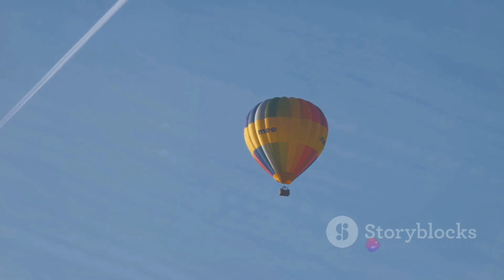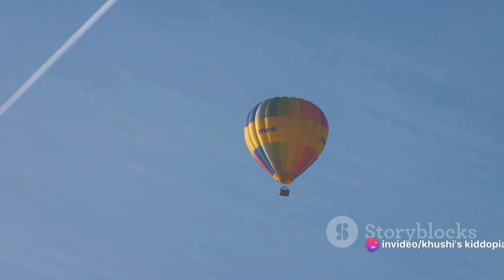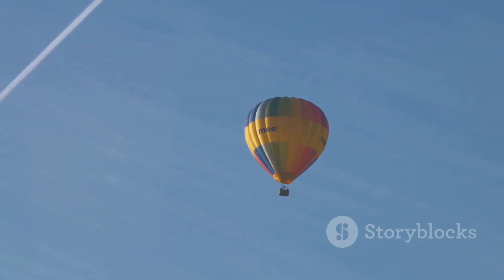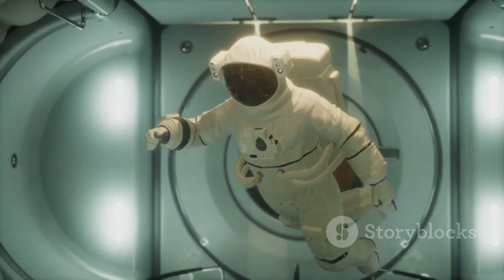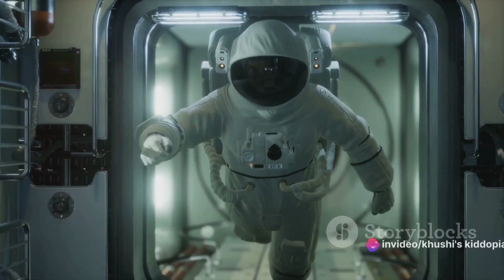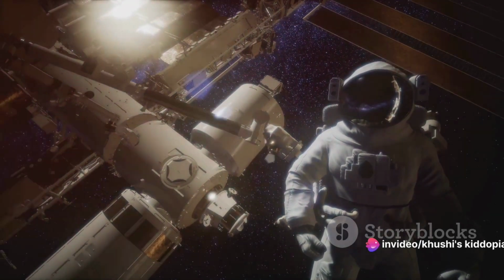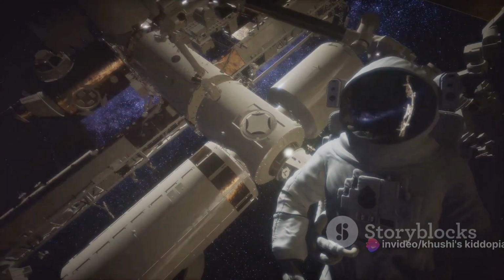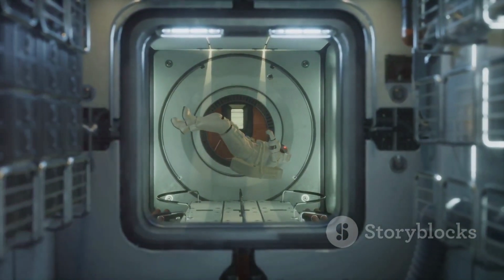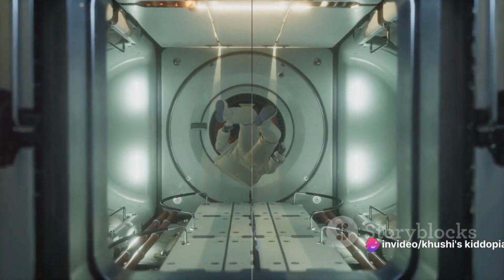And if you thought that floating was just for solids and liquids, think again. Gases can float too. Hot air balloons float because the heated air inside the balloon is less dense than the cooler air outside. Finally, did you know that astronauts in space are always floating? This is due to the microgravity environment in space, where the force of gravity is much weaker than on Earth. Astronauts have to strap themselves down to sleep, or they might just float away. Imagine floating without a floaty. Now that's a vacation to look forward to.